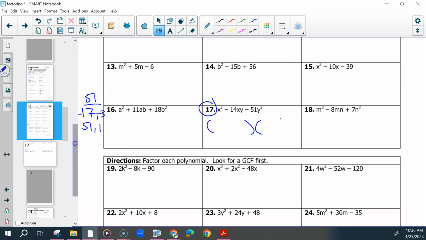Because we have 2 variables here, we're going to put the x first and the y second. And then it would be x minus 17y and x plus 3y. Questions on that one or other questions in that section?